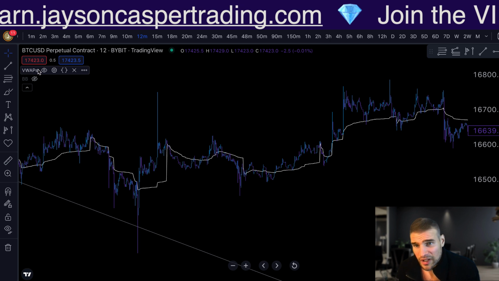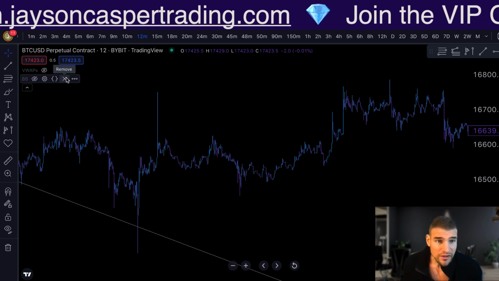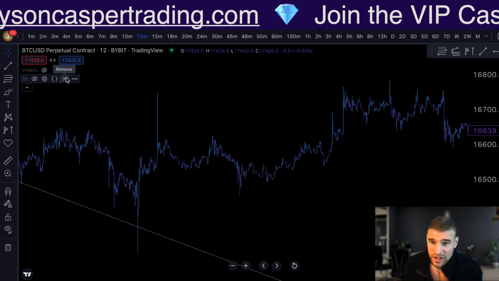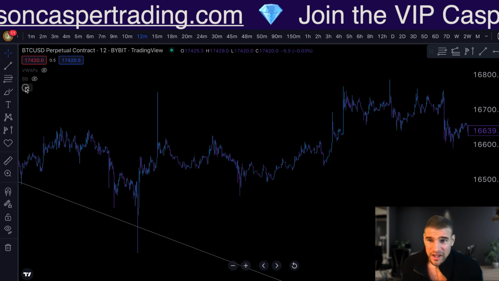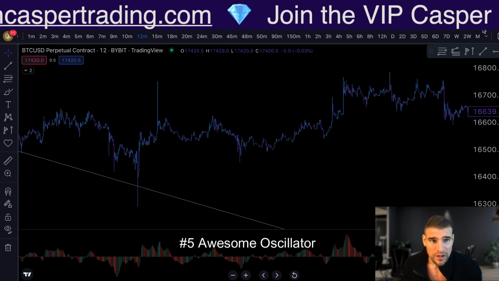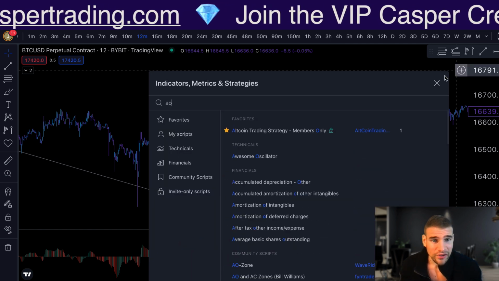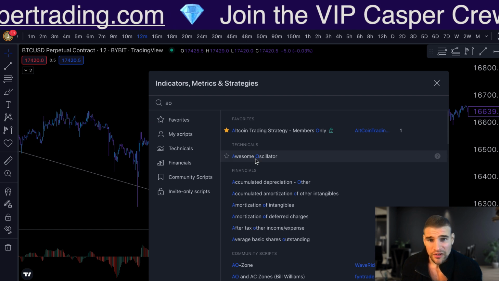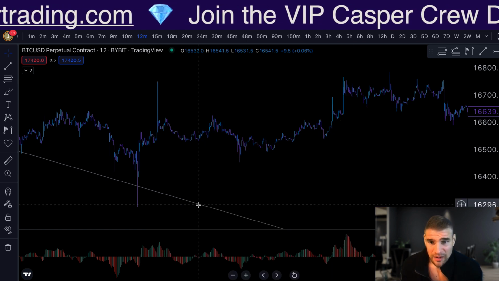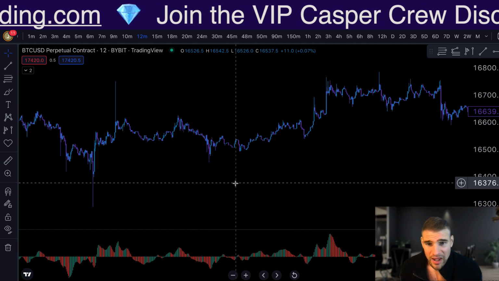Okay, now I have dealt so far with only indicators that are showing you levels on the chart itself with the candlesticks, but now I want to talk about oscillators. The best oscillator that you can use for free is called the Awesome Oscillator. You're going to come over to indicators and just search AO. The Awesome Oscillator is way better than the RSI. It's way better than the MACD because it has better divergences and it can clearly show you tops and bottoms.